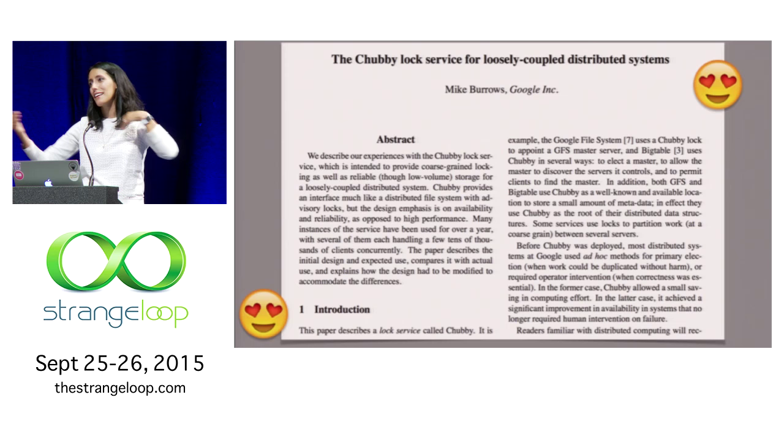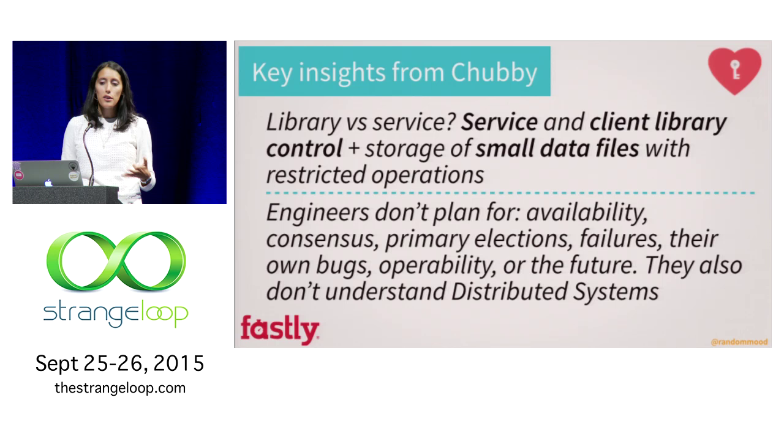The key insights from the Chubby paper for me were that they also dealt with this decision between a library and a service. The Netflix people use a library in the particular blog post I mentioned. In this case, the people from Google decided to build a service. They built a service, and they also did the client library, so they had control over both of those two things.